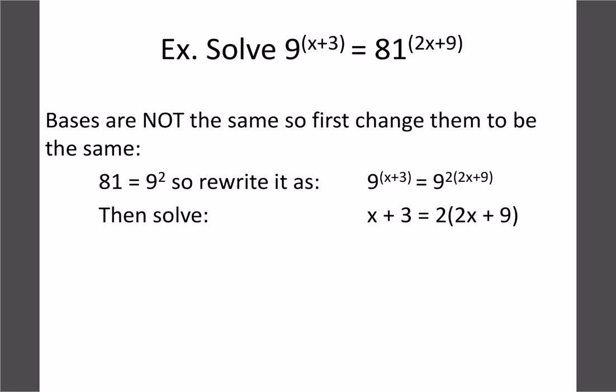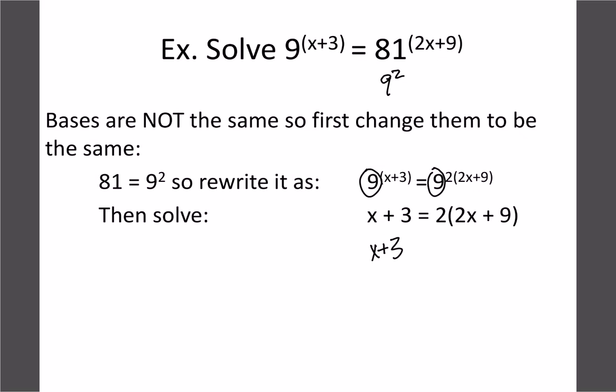Okay, here's another one. We look at it and say, bases are not the same. So the question is, can we make them the same? In this case, the answer is yes. We can change 81 to be 9 squared. So just rewrite the equation with 9 squared instead of 81. Now that both bases are 9s, we can just worry about the exponents. So we have x plus 3 equal to 2 times 2x plus 9. And then we would solve from there.